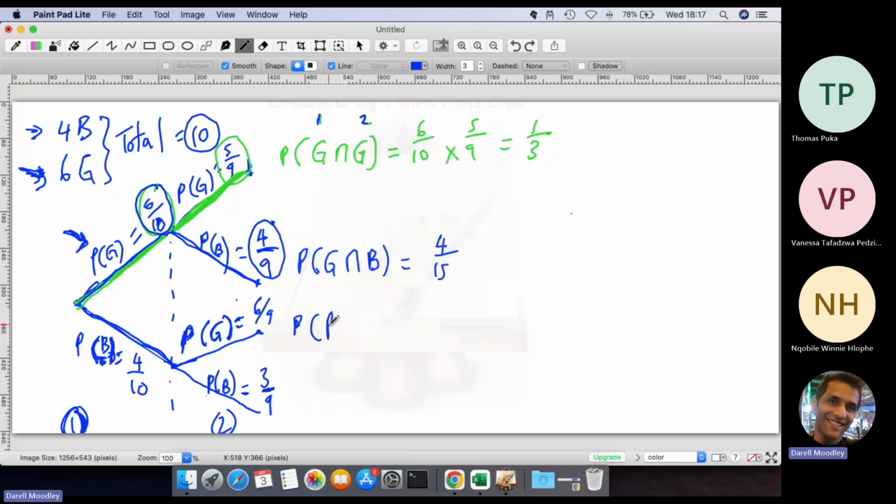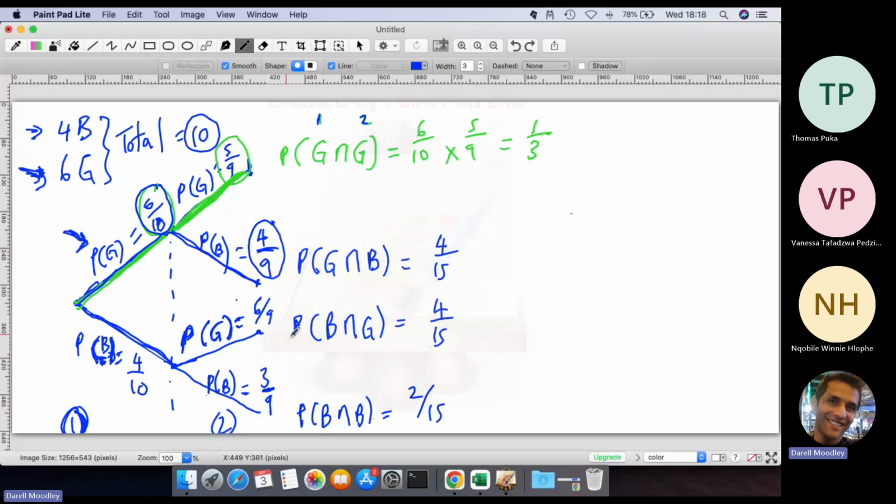We do it the exact same way for the next two. Here it's a probability of blue in the first draw and green in the second draw, and that's 4/15. And lastly, here is the probability of a blue marble in the first draw and a blue marble again in the second draw. And that is 2/15.